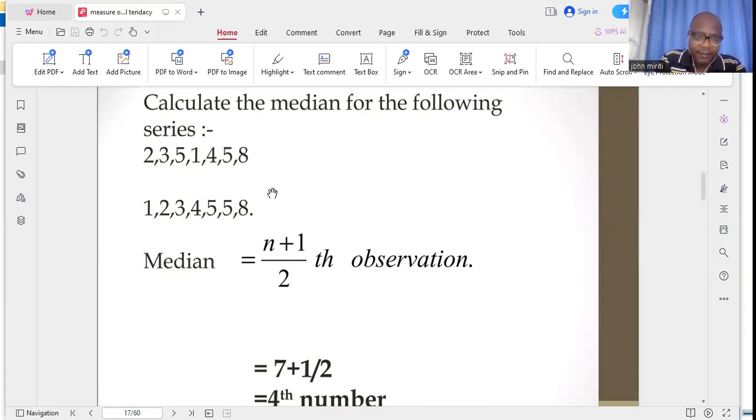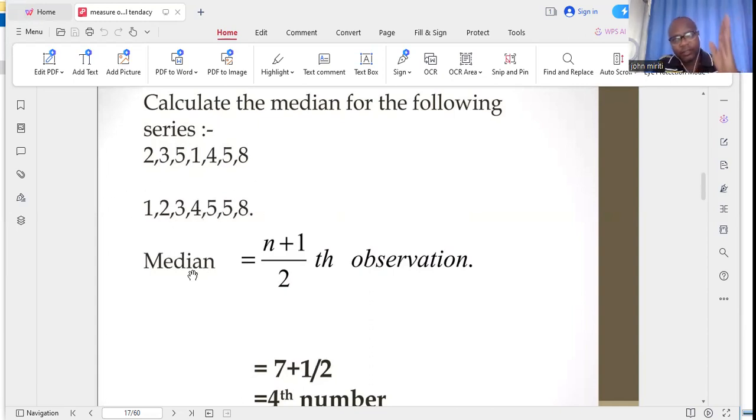Now, in this case, you arrange the data from the lowest to the highest. The lowest is 1, followed by 2, followed by 3, followed by 4. 5 appears twice, and then 8. So altogether there are 1, 2, 3, 4, 5, 6, 7, 8. This is a series of 8 data.